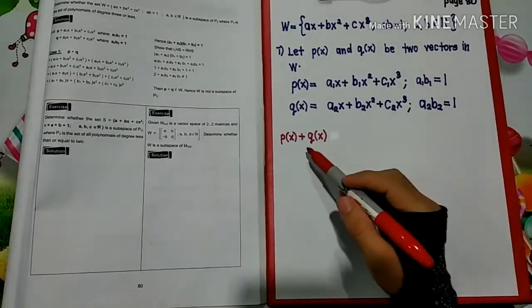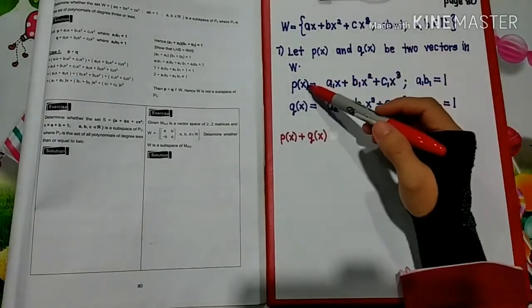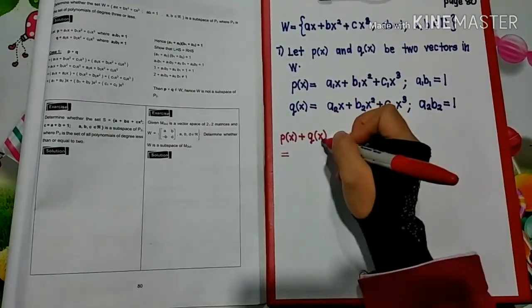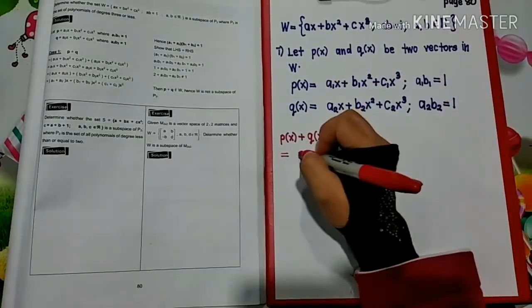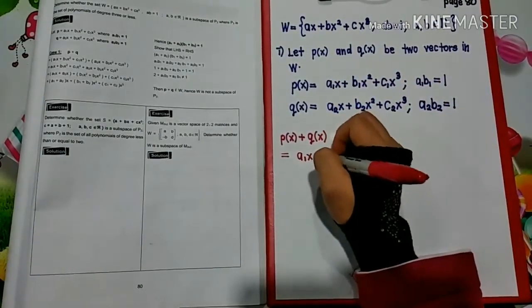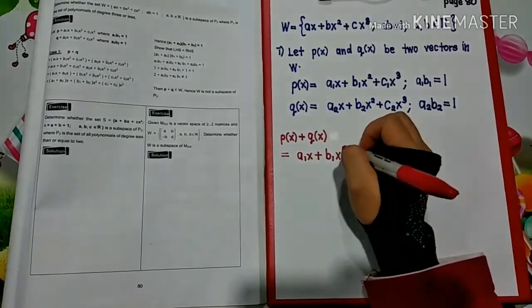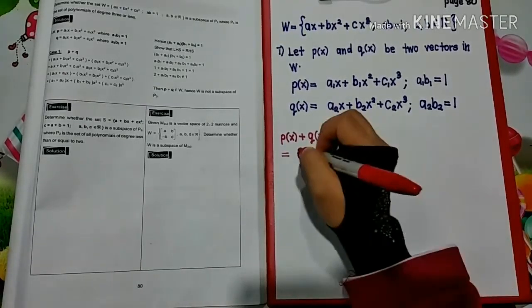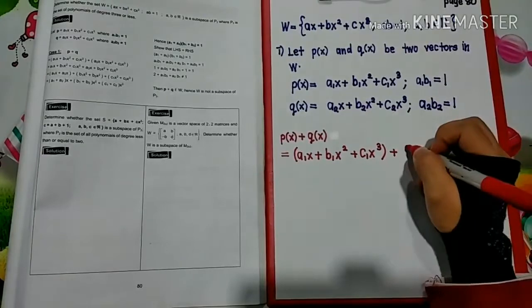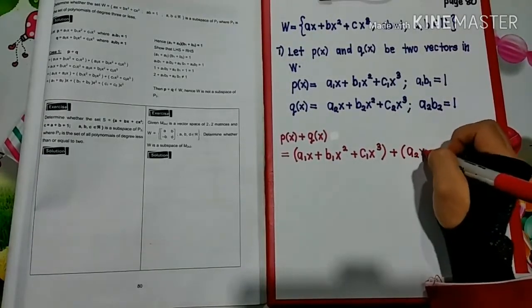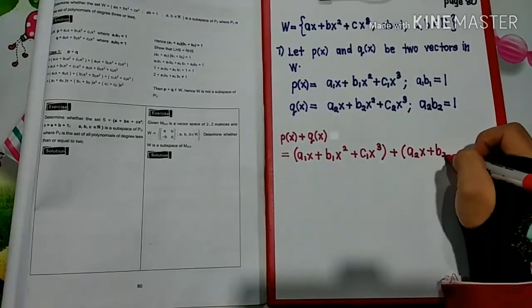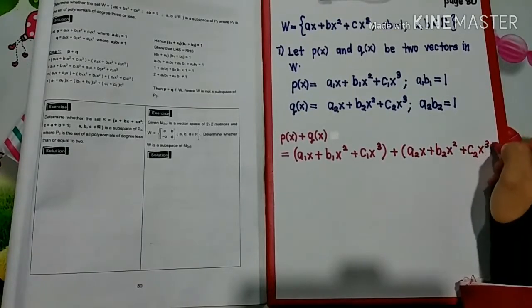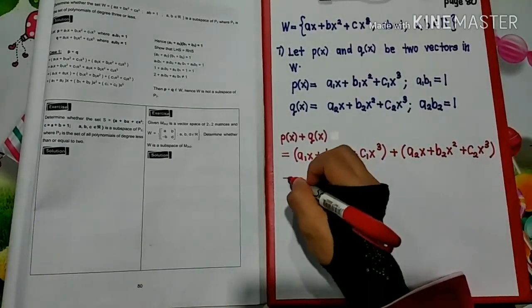For the first case is addition, addition between Px plus Qx. So we do the addition, Px plus Qx. So Px is this one: A1x plus B1x square plus C1x cube, plus Qx. So our Qx is A2x plus B2x square plus C2x cube. So I will open the bracket first.